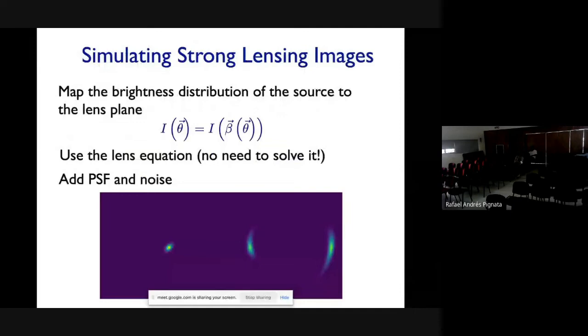So if I want to simulate strong lensing now, what I have to do is to write the surface brightness, the intensity of light that I'm calling I, as a function of theta in the lens plane. That's what you want, right? But what you know is the intensity distribution as a function of beta in the source plane. That's what the Sérsic profile is giving, right? It's the light distribution in the source plane as a function of beta. But now the lens equation is just mapping beta into theta, right?